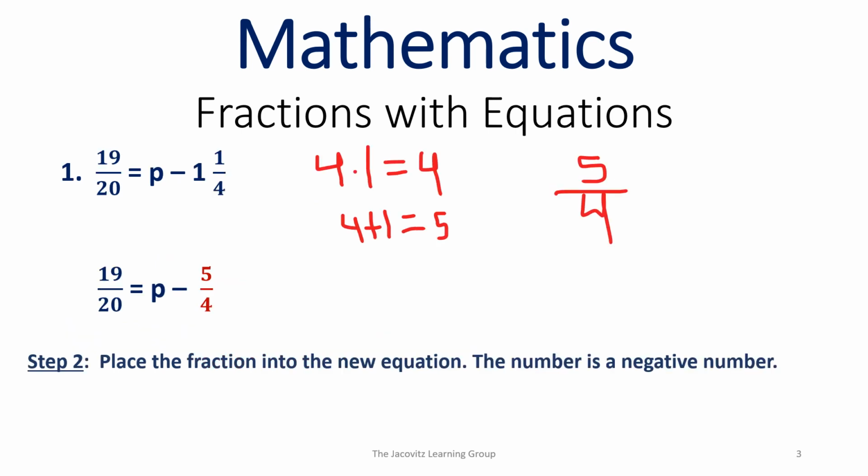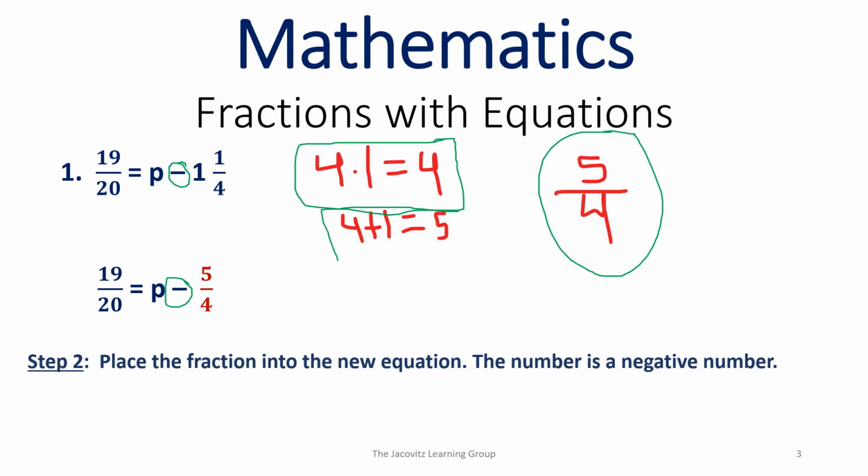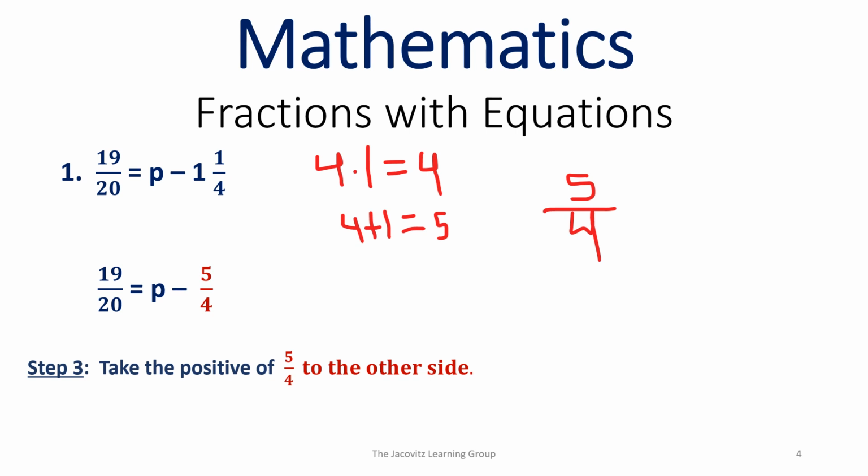Okay, so when you move over, like I said, this is your new fraction, and your sign stays the same. Over here, I just did the basic math and I took it without the sign, but I'm deliberately leaving the sign so that you can remember. Denominator stays the same, so it's 5/4. p minus 5/4. Now, you're going to take the positive of this 5/4 to the other side.